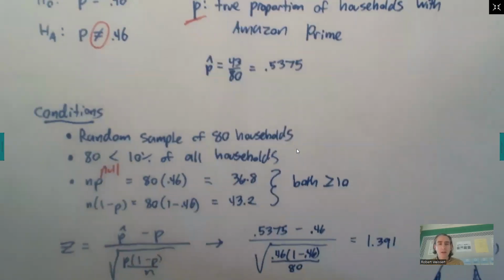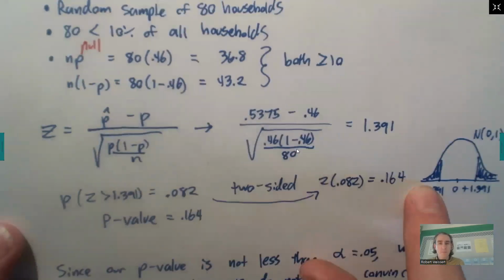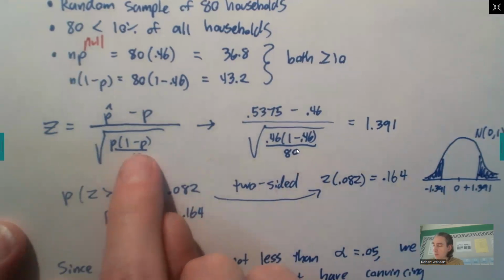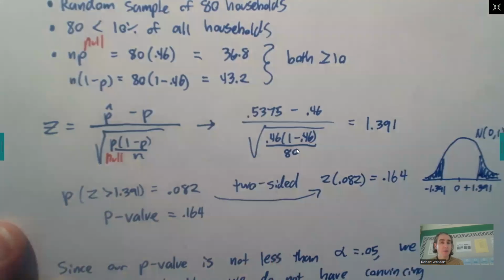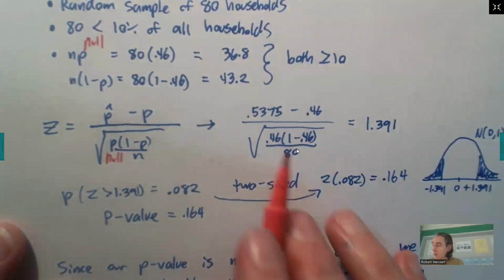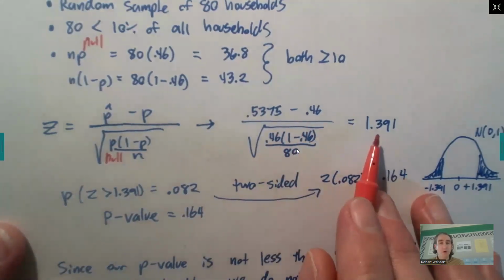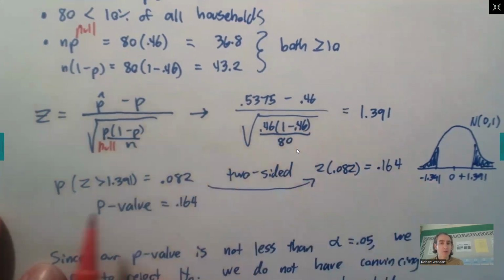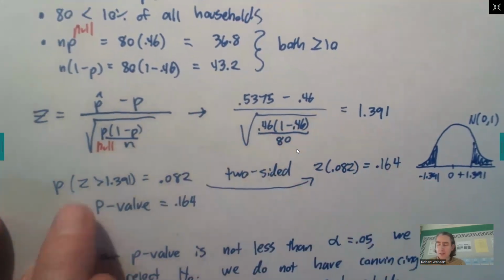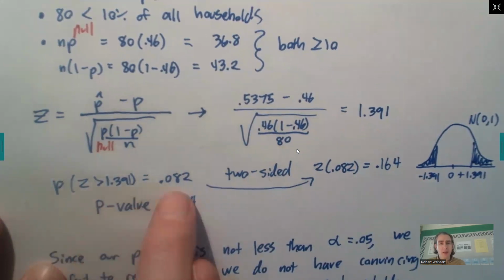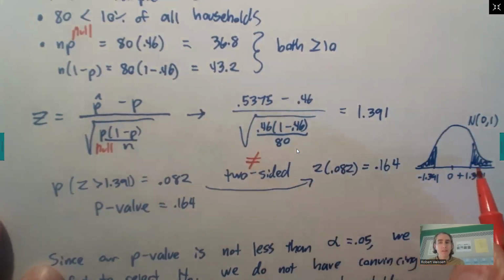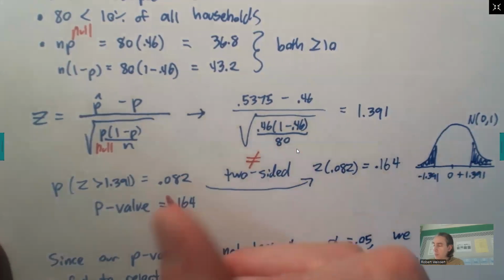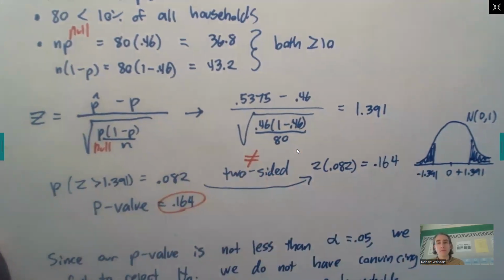Next thing we want to calculate is our z-score, and you can use your standard deviation formula. Remember to use the null for the p, not the p hat, because we assume the null is true. Plug those in, you get about 1.391. When you do a normal CDF or use the table, you're calculating the probability that z is greater than that, which is about 8.2%. Since this is a not equal, we do want to double that to get the other side. So we have the positive and the negative, and together you get a p-value of about 0.164.